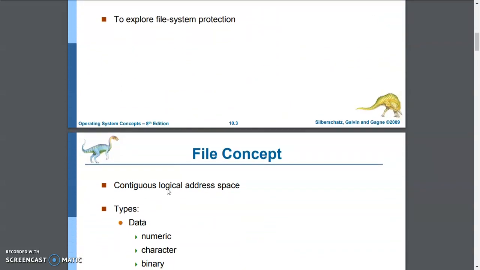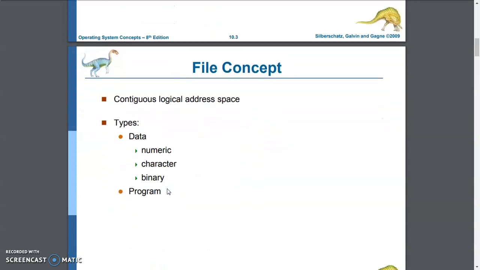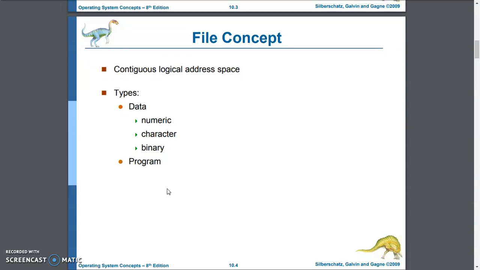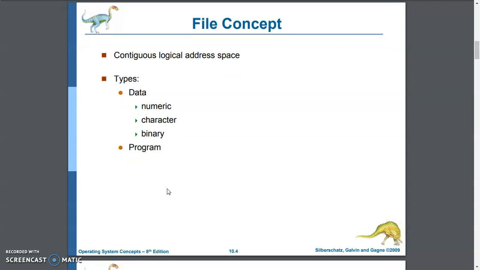First of all, we see about the file concept. A file is nothing but a collection of words. It is stored in contiguous memory locations and a contiguous logical address space. There are two types of file available: one is the data file, and another one is the program file.